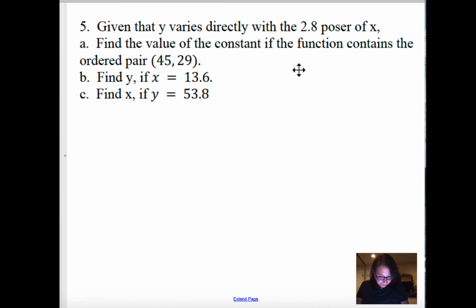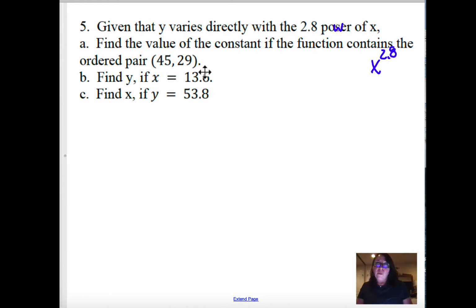So these are slightly different. I can't spell very well, but I guess this says not poser, but it says power. Sorry about that. Power. Okay, so given that y varies directly with the 2.8 power of x, well, that is kind of crazy because that's saying x to the 2.8 power. Okay, find the value of the constant if the function contains this point.